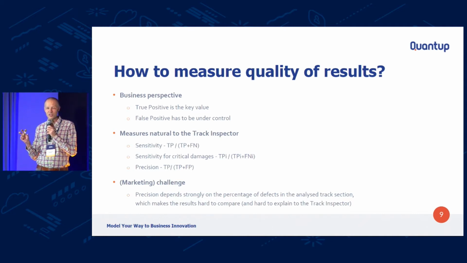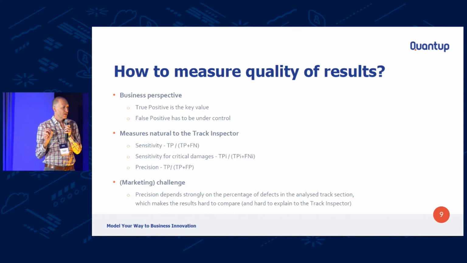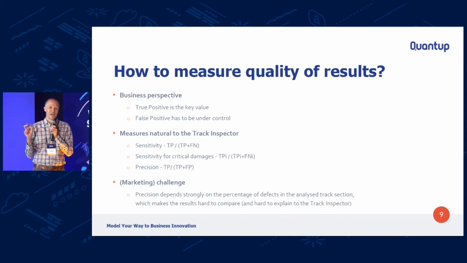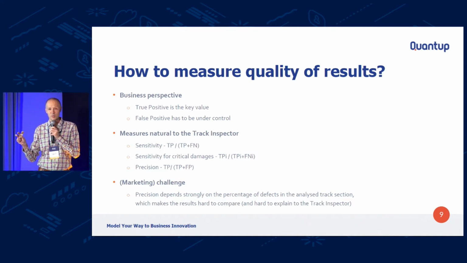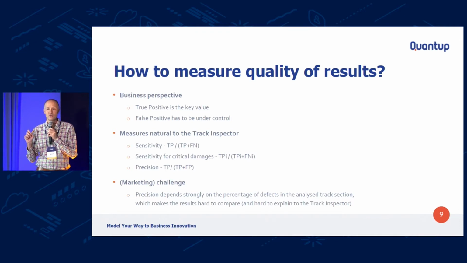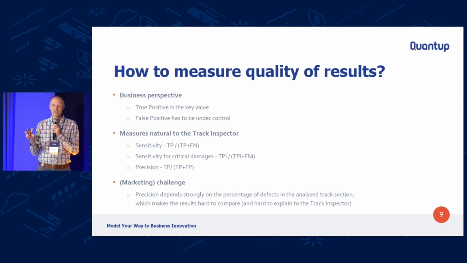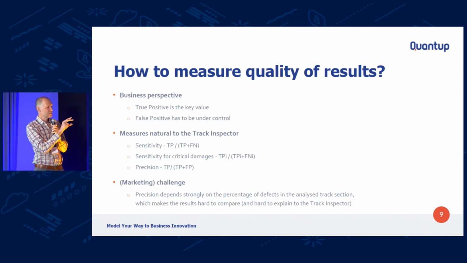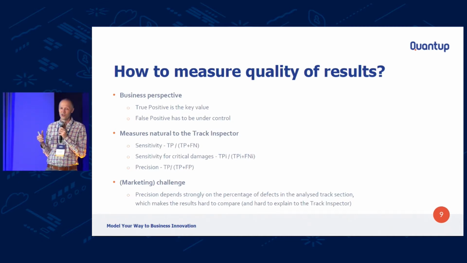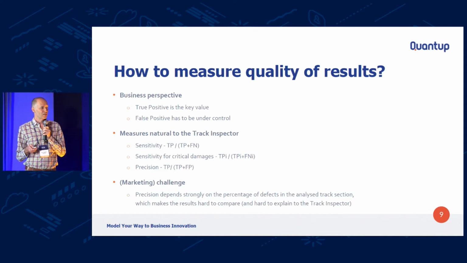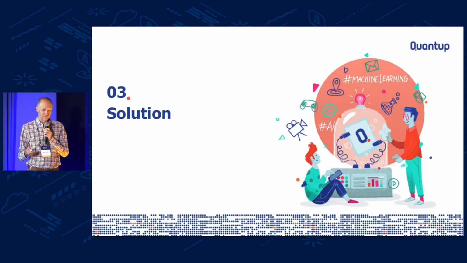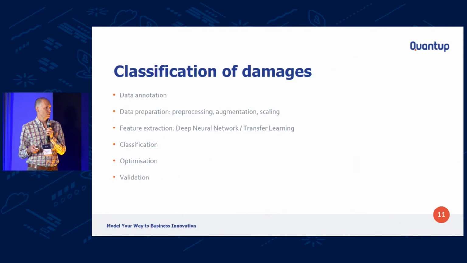So what was very important in this project was to agree upon how to measure the quality of the algorithm, what could we guarantee to Goldschmidt and to Goldschmidt clients, and it was very, very important to be understood by track inspectors and by the clients. So this was the first hard element, but it seems to be really simple. You can either be wrong or right about prediction of damage, about detection of damage, but it turned out to be very, very important for the project. So what was the solution?